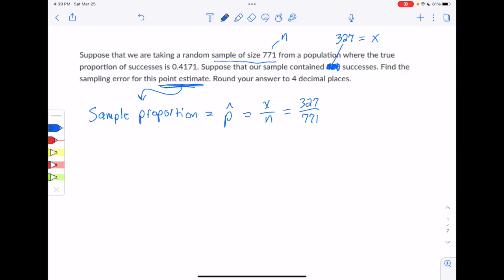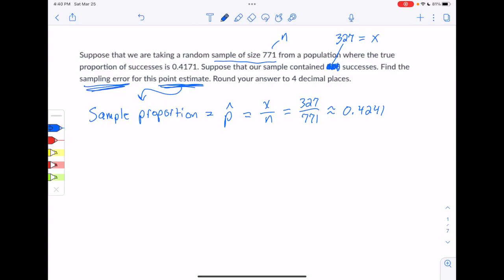And then we take that to the calculator, divide it, round it to 4 decimal places. So I'm going to go ahead and just put the answer for that, which is 0.4241. So there's our point estimate. So again, that's the previous question to this one. So now let's go and find the sampling error.